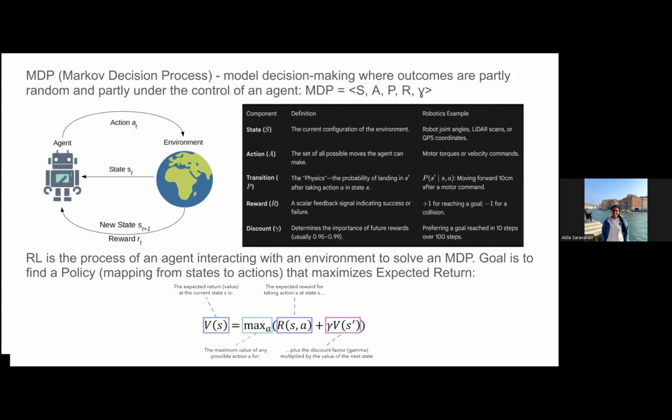I'm sorry, S prime is just future state, right? S prime is a future state. Yeah, exactly. So this is like, what is the probability of getting this future state S prime given your current state and action?